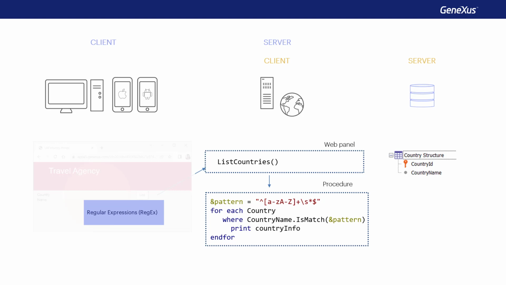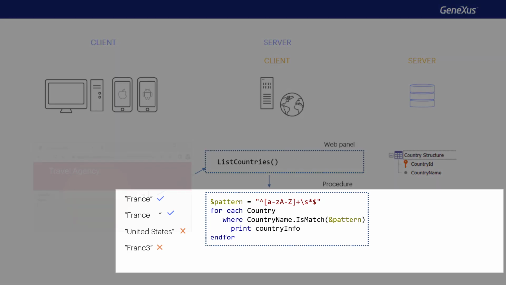With this regular expression, we can always apply the isMatch method to an attribute or variable to know if its content matches this pattern or not. For example, if in the country name attribute we have France, or France with spaces, it will match. However, United States will not match, and neither will this other one. So here we want to list only the countries whose name consists of a single word.